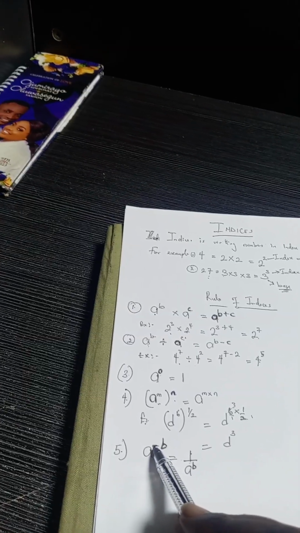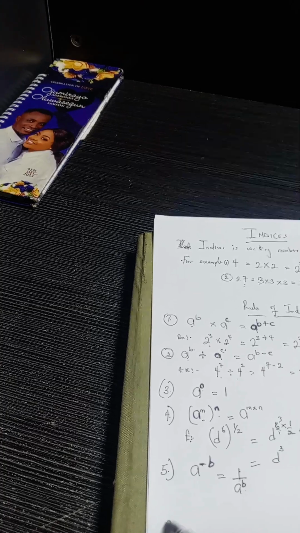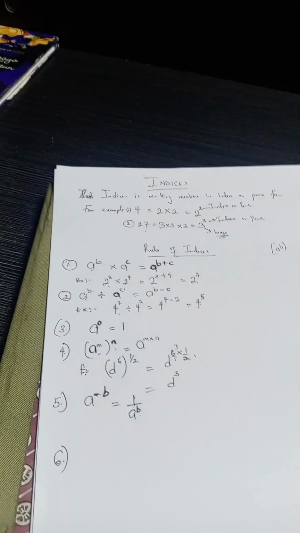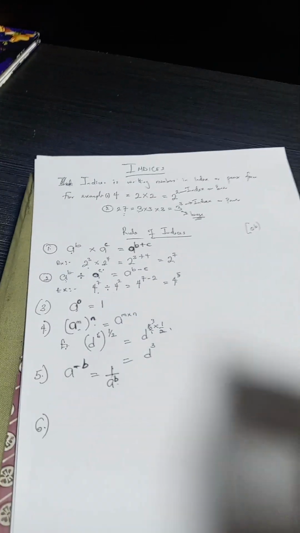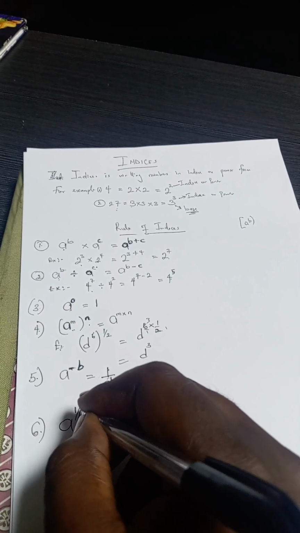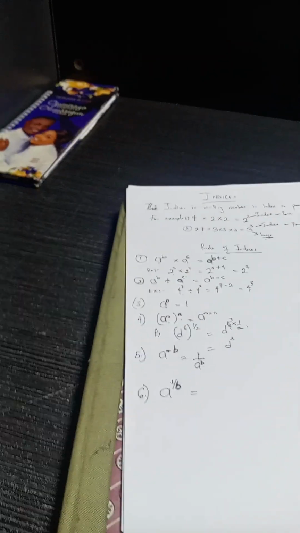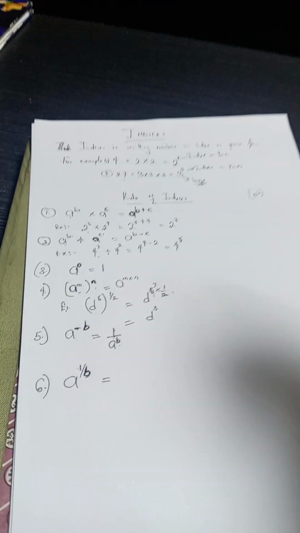Our minus is what? 1 over a raised to power b. We have another one, number 6. I think we have like 7 or 8 of them. We have a raised to power fraction 1 over b. This is a fraction, that is, when we have a fraction as the power.